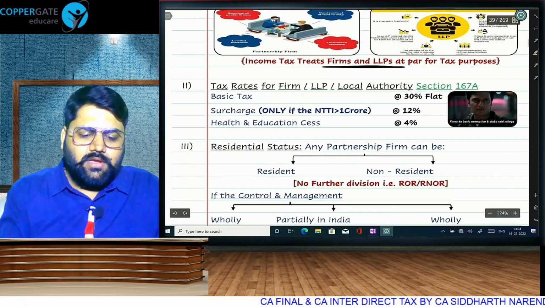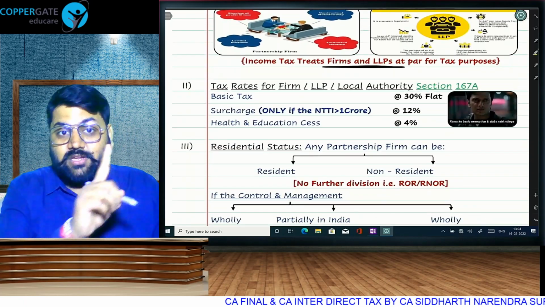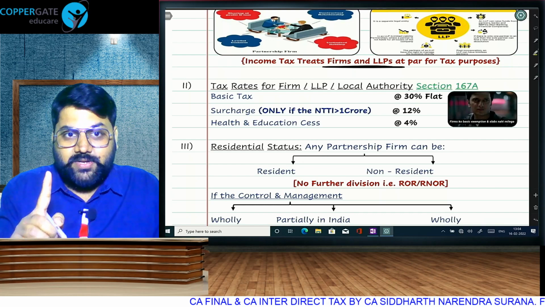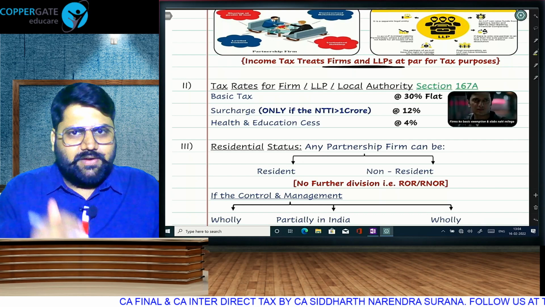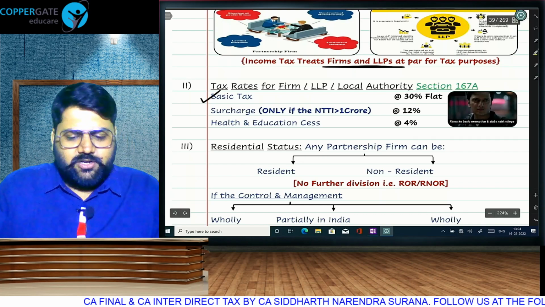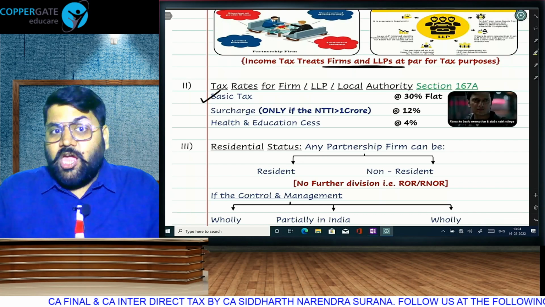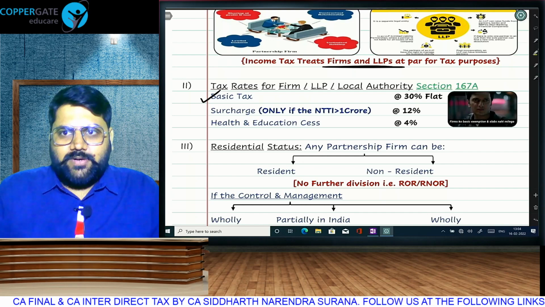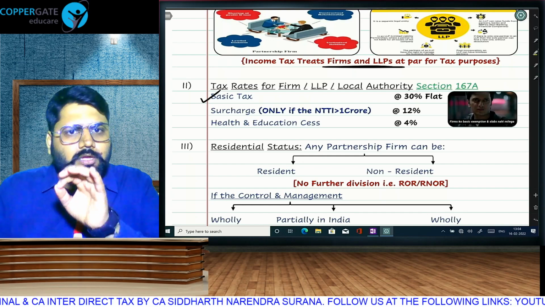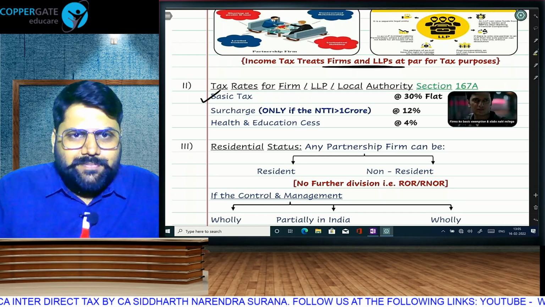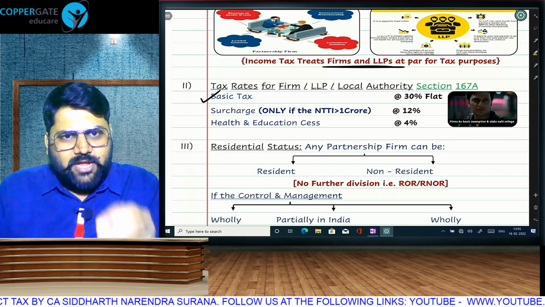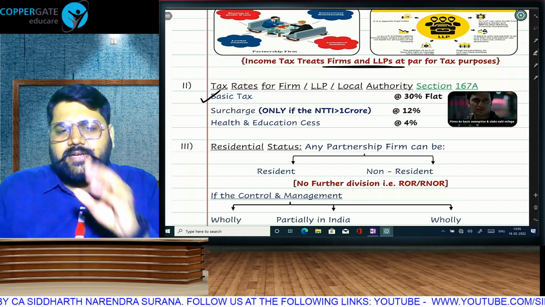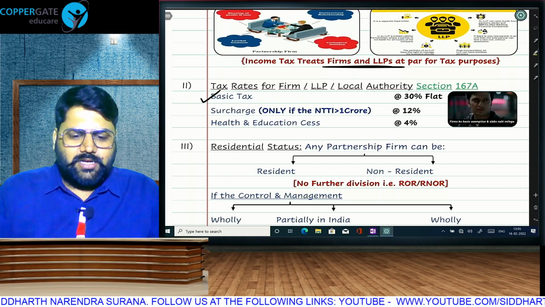To start with, the basic tax. When we did introduction, we did not cover tax rates of firms and companies, because firm tax rates we cover here and company tax rates we will cover in MAT chapter. Basic tax rate of partnership firm is going to be a flat rate of 30%. Flat means no basic exemption, no slabs, every rupee will be taxed at flat rate. So 100 rupees income, 30 rupees tax, 10 rupees income, 3 rupees tax. That is how tax will be calculated, flat 30%.